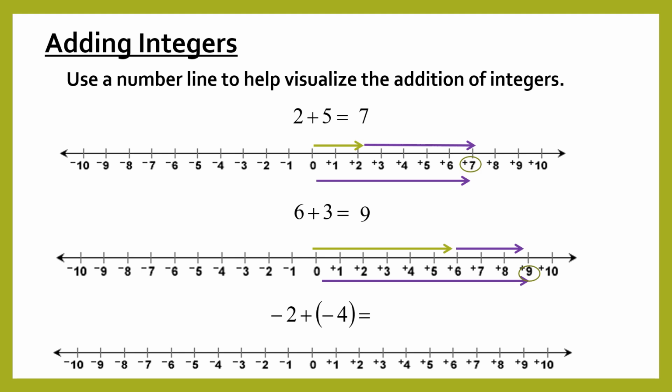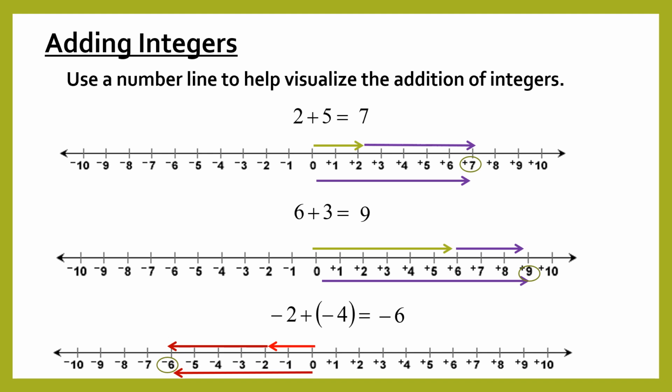Next, so we have negative 2 plus negative 4. So we have 0 to negative 2, plus negative 2 to negative 4 to negative 6. That is negative 6. From 0 to negative 6 is negative 6.